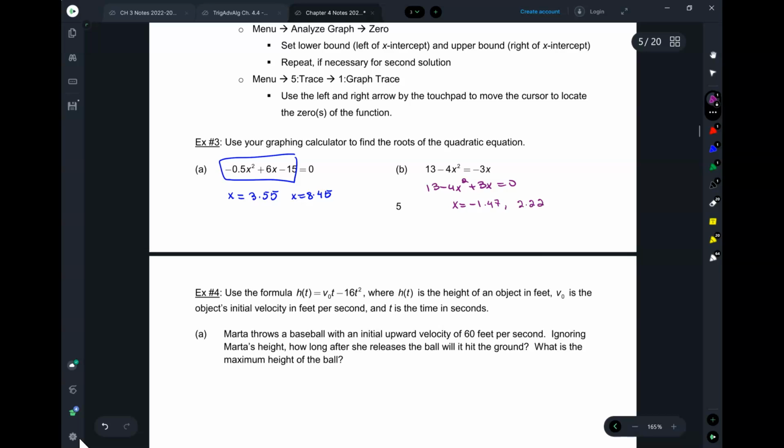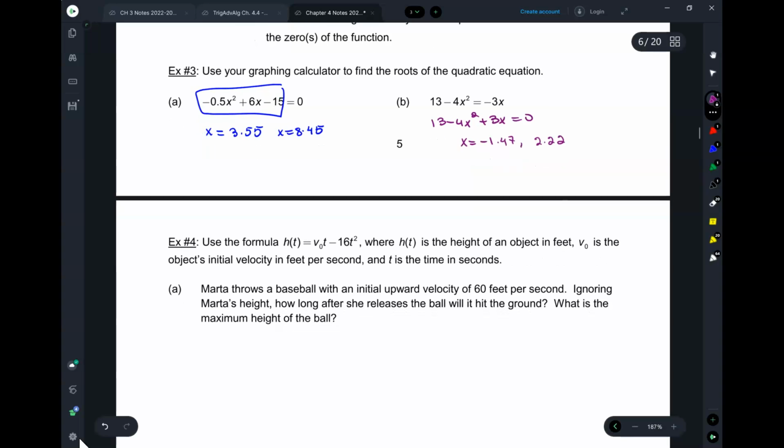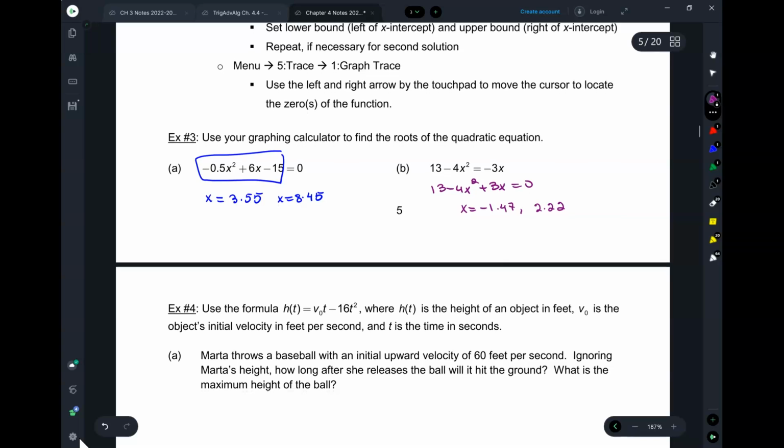Okay, good. Let's do some word problems, because what's math without word problems? All right. So here's what we're going to do. Use the formula. Wait, Ms. Malikin, did you write negative 1.47 and comma? You can do comma, or you can do comma x equals.